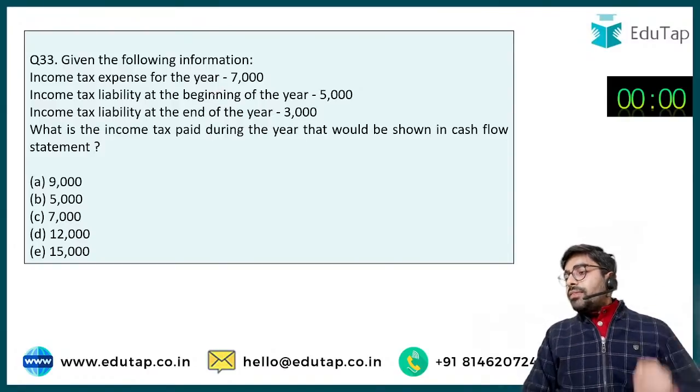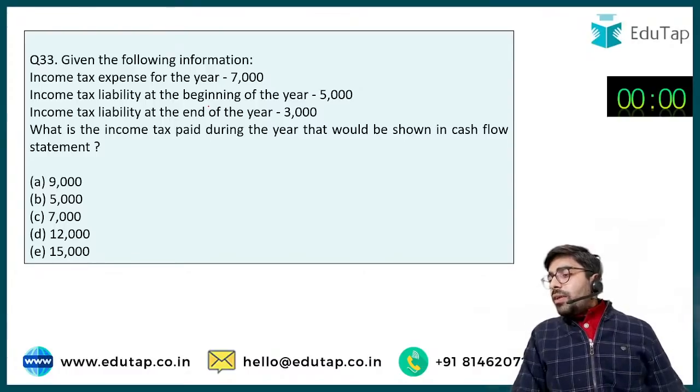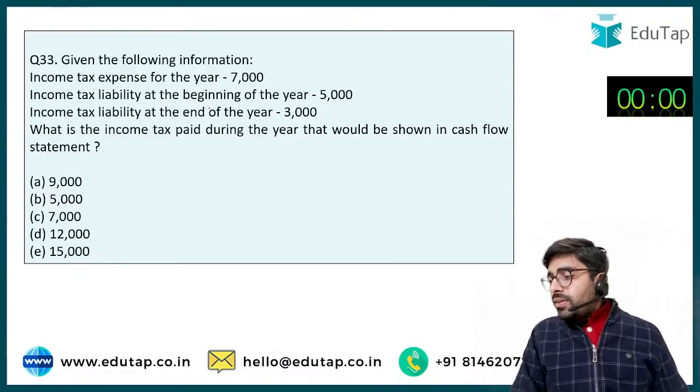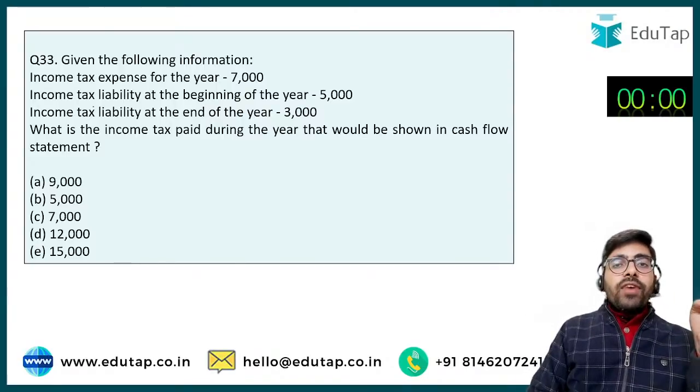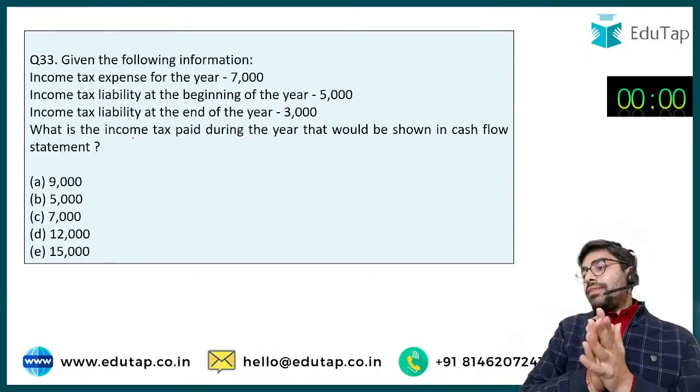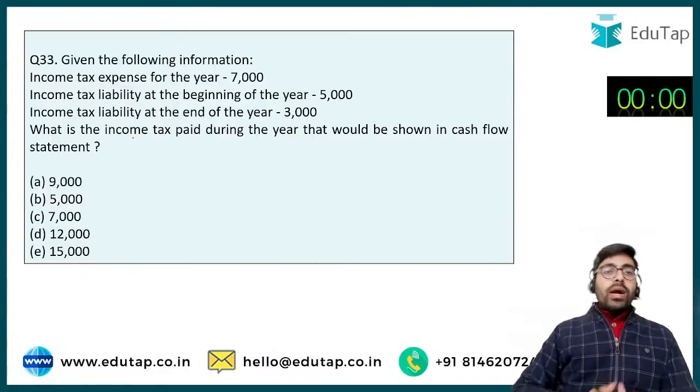So I'm getting the answer as option number B. Vijay, what sequence are you asking about? I'm getting the answer as option number B, 5,000. Nikhil is saying option number A. So let's try to understand this one.